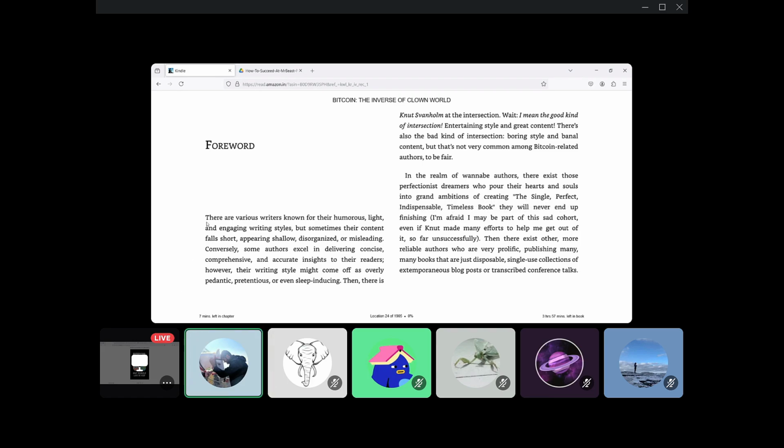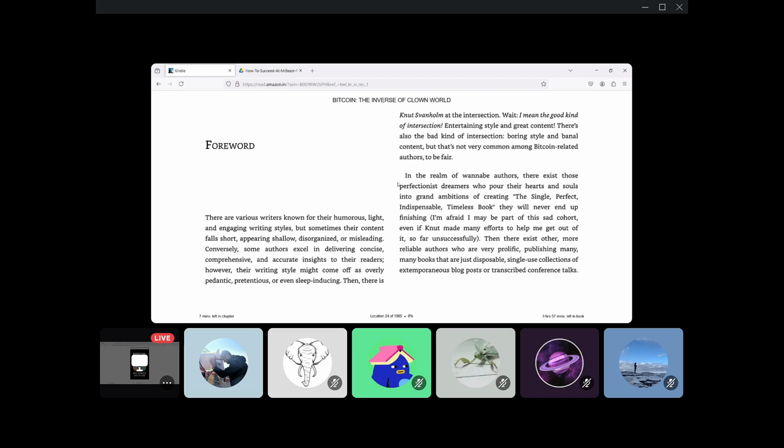Foreword. There are various writers known for their humorous, light, and engaging writing styles, but sometimes their content falls short, appearing shallow, disorganized, or misleading. Conversely, some authors excel in delivering concise, comprehensive, and accurate insights to their readers. However, their writing style might come off as overly pedantic, pretentious, or even sleep inducing. Then there is Knut Swanholm at the intersection. Wait, I mean the good kind of intersection, entertaining style and great content. There's also the bad kind of intersection, boring style and banal content, but that's not very common among Bitcoin related authors, to be fair.